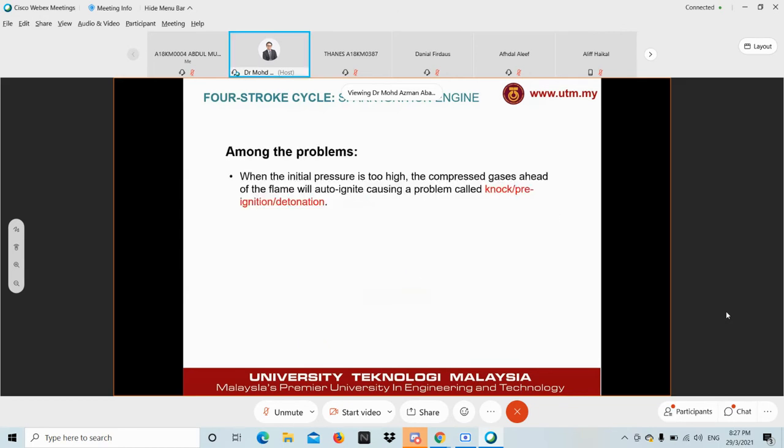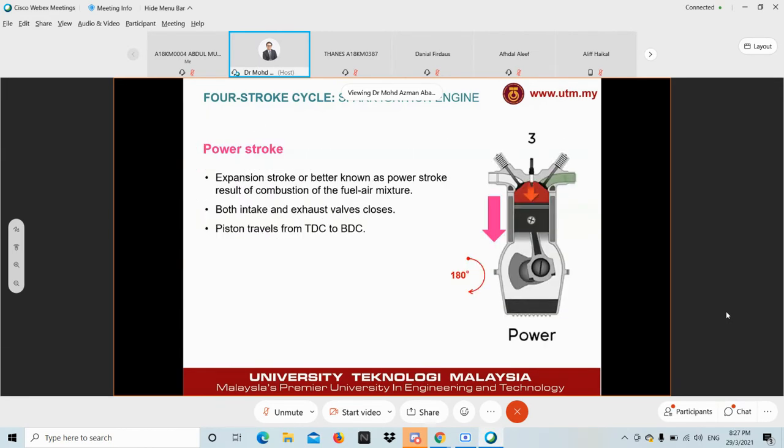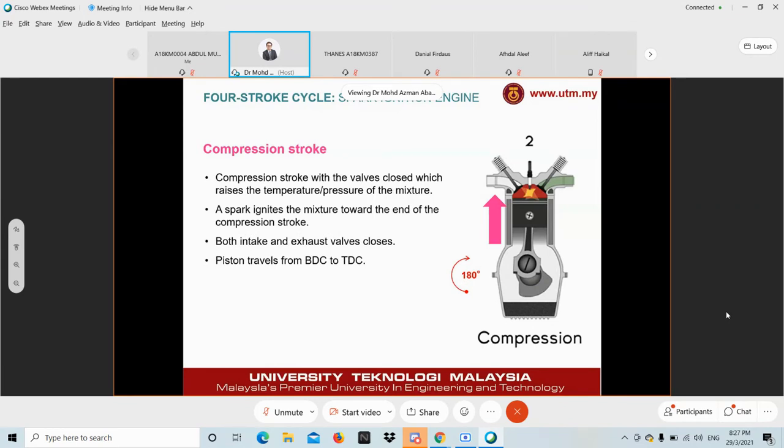So among the problems of spark ignition engine, when the initial pressure is too high, the compressed gases ahead of the flame will auto ignite, causing a problem called knock, or sometimes we call it pre-ignition, or sometimes we call it detonation. In other words, during the compression stroke, when the piston moves from BDC to the TDC, it raises up the pressure and also raises up the temperature.